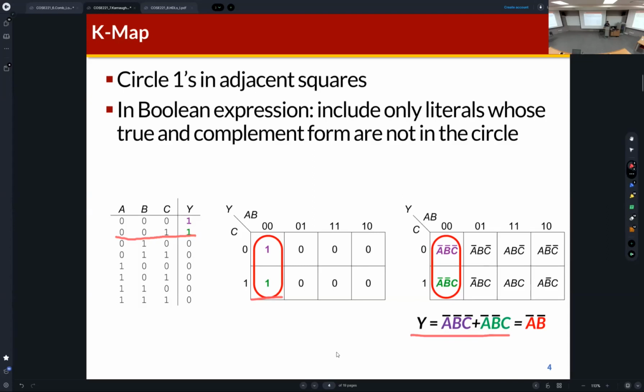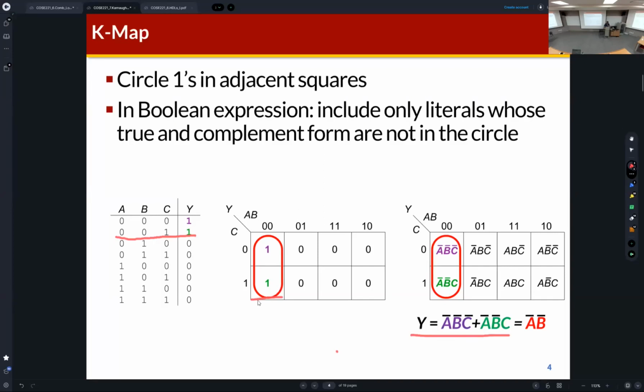And if we apply the Boolean theorems, we can optimize this circuit, because A bar B bar is the common term, and we can use the distributivity theorem. Then C bar plus C is eliminated, so this becomes A bar B bar. It's easy, but using the Karnaugh map we can also apply the same optimization.